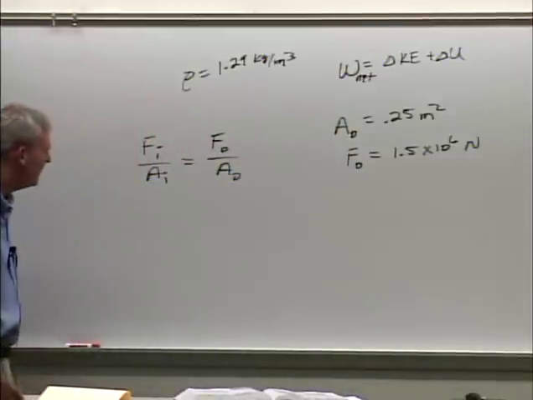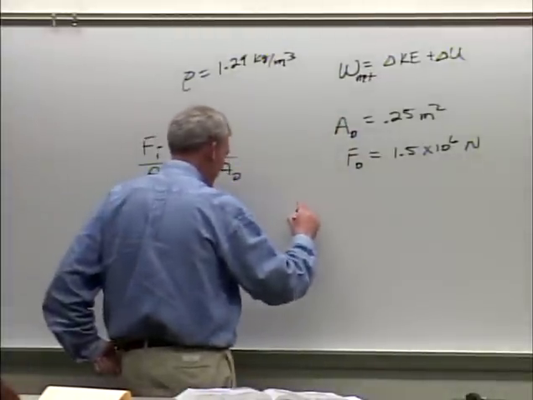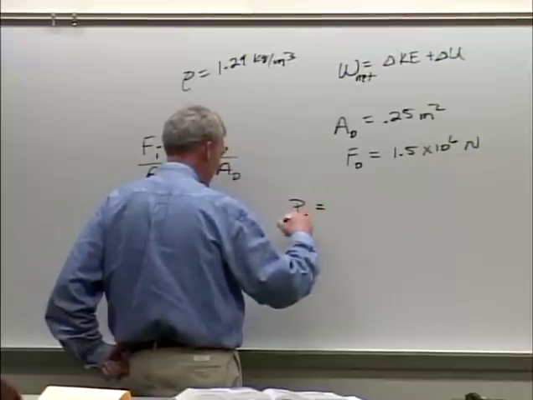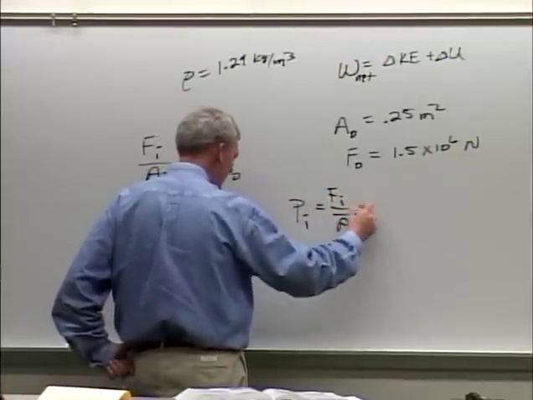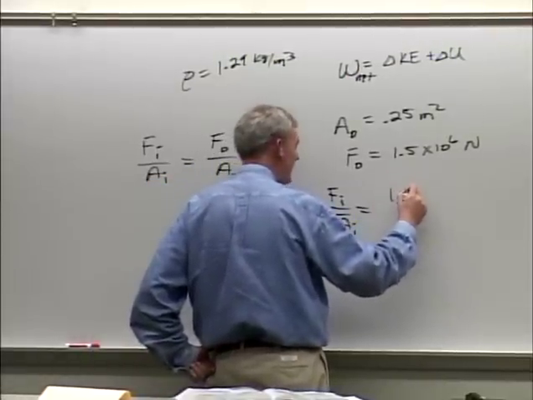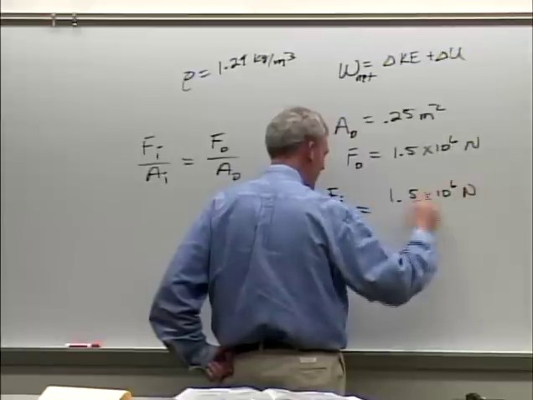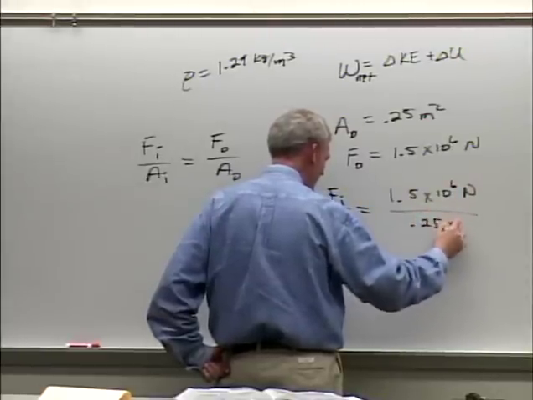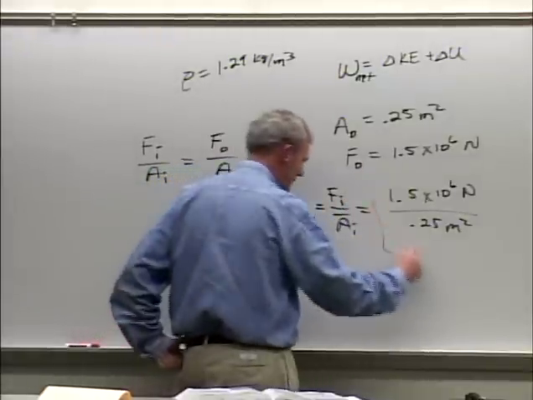So here we go. Well, it says how much pressure? Well, the incoming pressure is equal to Fi over AI, which equals 1.5 times 10 to the 6 newtons divided by 0.25 meters squared. Well, there it is. That's it.